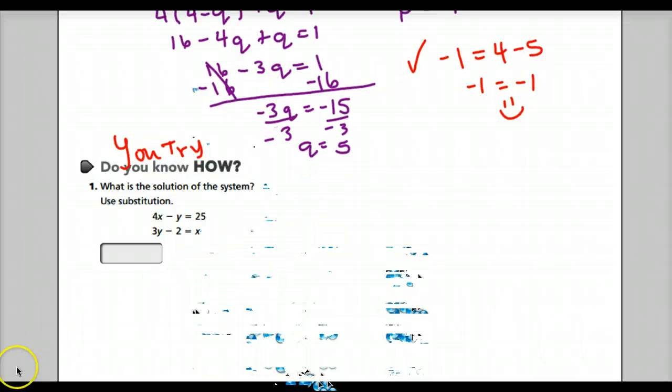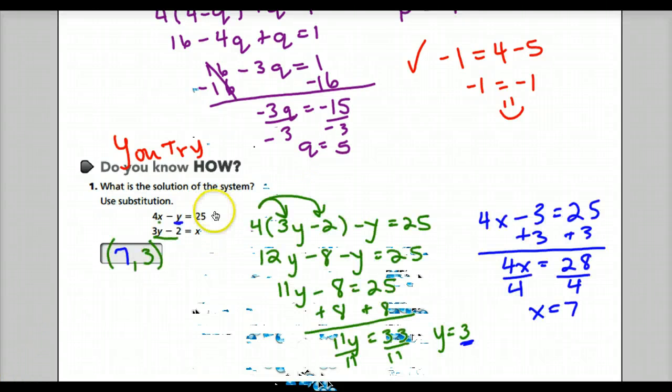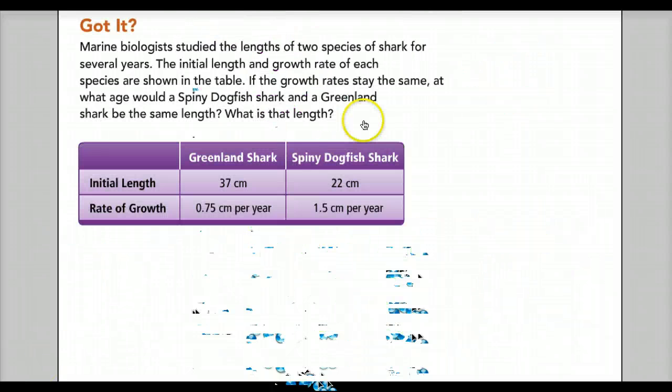So pause me here and you try this. Okay, so you should have gotten 7, 3. How you got that was you put in 3y minus 2 for x right here. You distributed, solved, and got y equals 3. You then substituted 3 in for y right here, and solved it out and got x equals 7. So 7, 3.